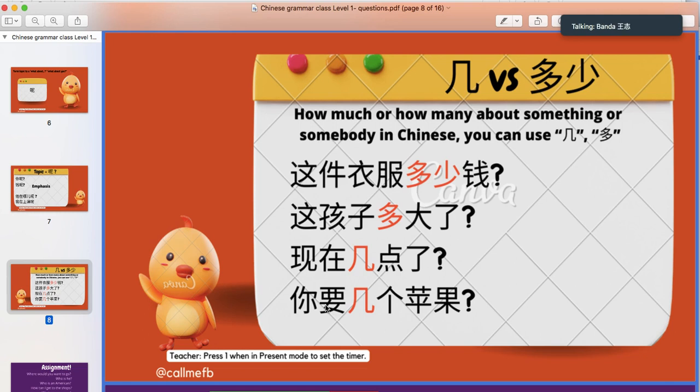Do you want to try that one? 你要几个苹果? Yes. So in that case, we could go with 你要多少苹果, right? That will still work. But we know that the person is not going to buy a carton full of them, so we could go with 几, all right? And so that separates these two ways of asking questions, right? 多少, 几, and then 多大.